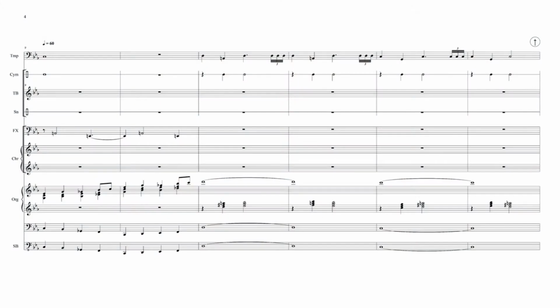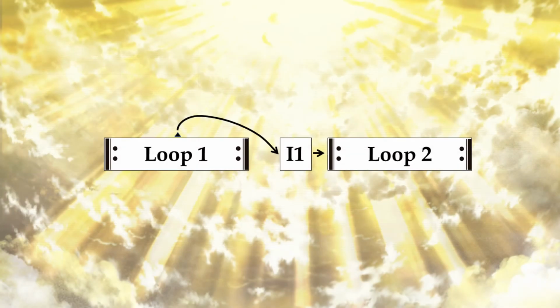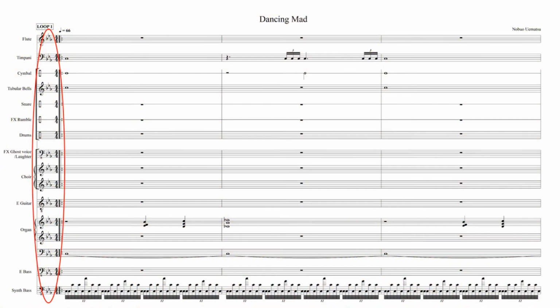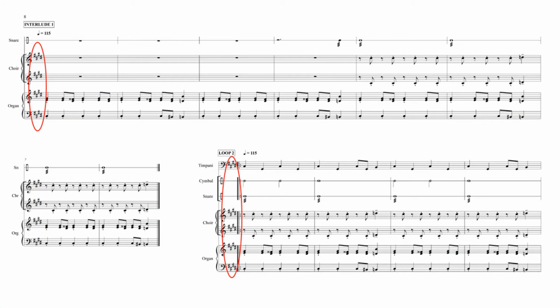To instead transition in the middle of the loop can give a more through-composed impression of the piece. This time the transition also has to modulate, from the first loop's C minor to the second loop's C sharp minor.